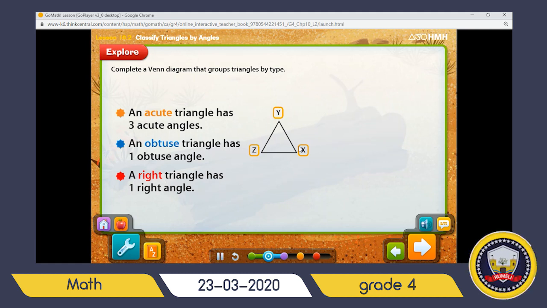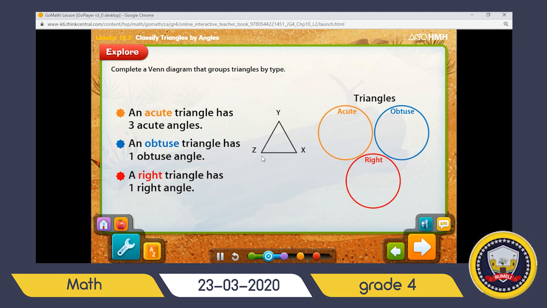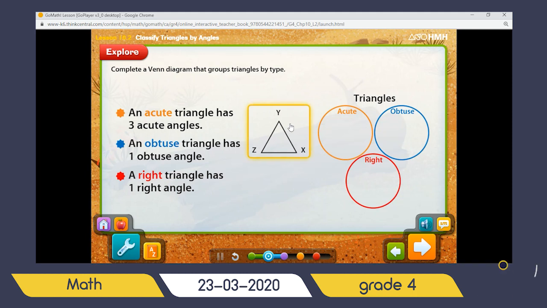How can I give a name for this triangle? We can say it is XYZ, ZYX, XZY, YXZ, YZX. So we can give so many different names for this triangle, but it will represent the same triangle. So right now we will show it by putting it in this Venn diagram: acute, obtuse or right.